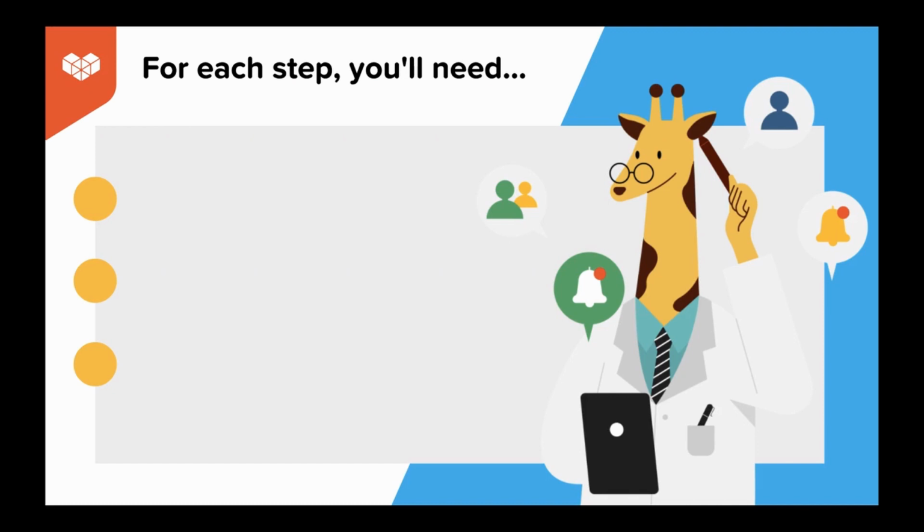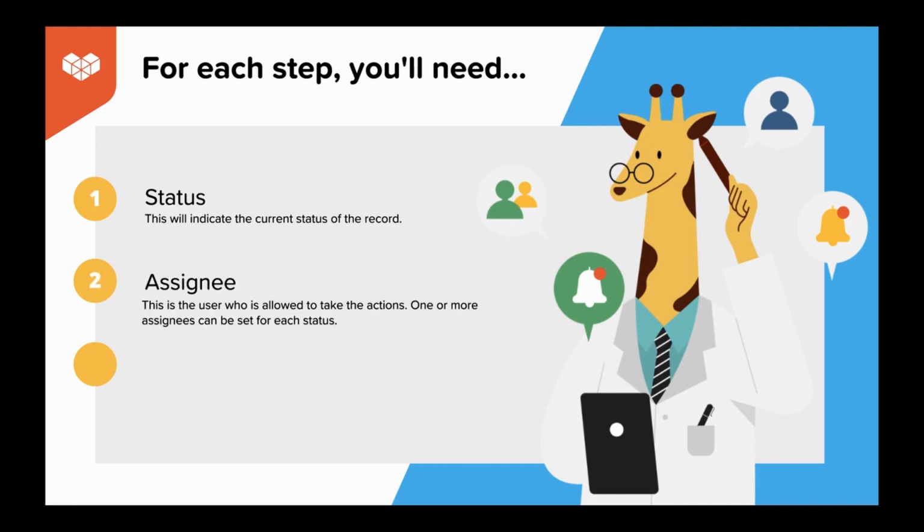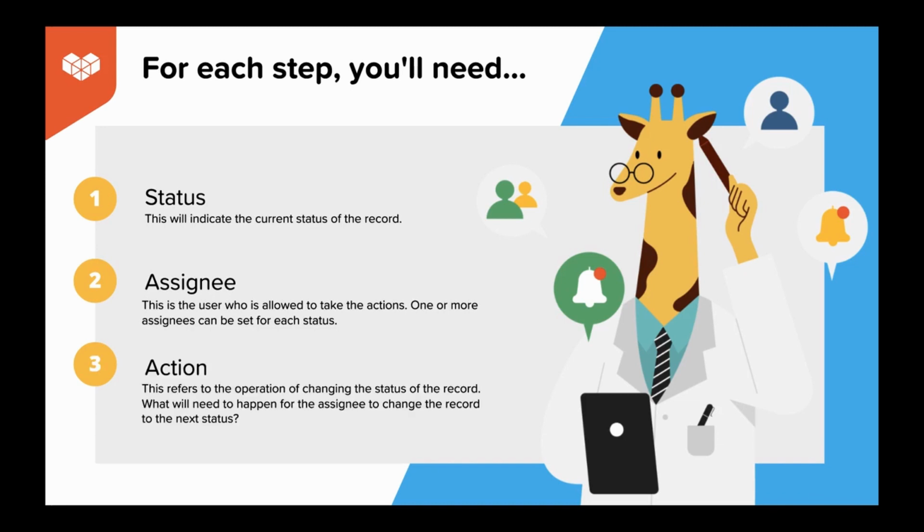First, always plan out your workflow ahead of time so you know the exact steps you'll need to add to the process management settings. For each step, you're going to need to know status. This will indicate the current status of the record. Assignee. This is the user who is allowed to take the actions. One or more assignees can be set for each status. And action. This refers to the operation of changing the status of the record. So what will need to happen for the assignee to change the record to the next status?